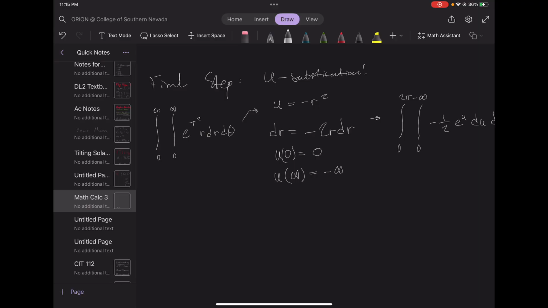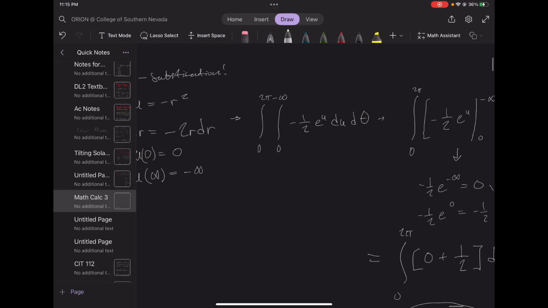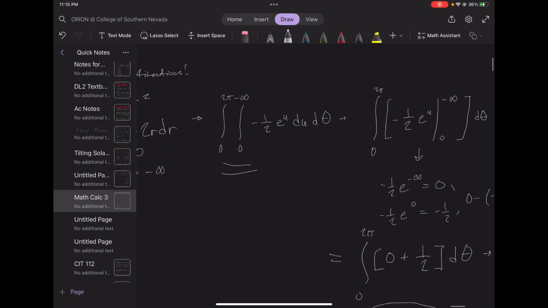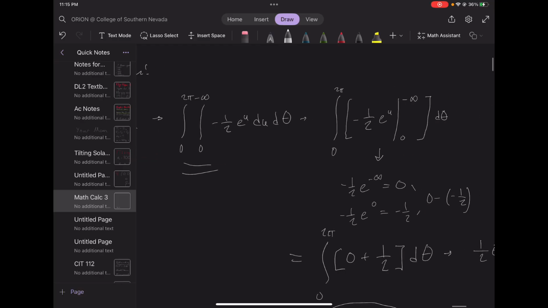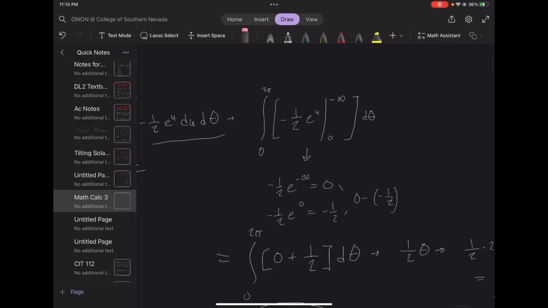Obviously, because negative infinity squared will be negative infinity, that will create a different part of our secondary integral here. And then that becomes this u substitution.